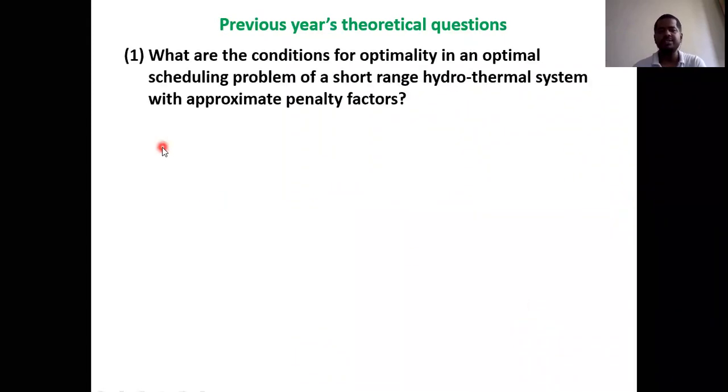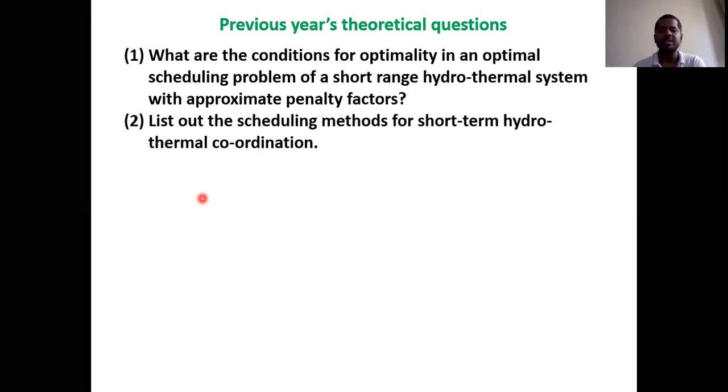The first question is, what are the conditions for optimality in an optimal scheduling problem of a short range hydrothermal system with approximate penalty factor? Just now we have seen, when we are considering the penalty factors, what is the final condition when we are considering the losses, and similarly when we are neglecting the losses. I already told you that this question was asked in your university exams for 2 marks. So these are 2 marks questions.